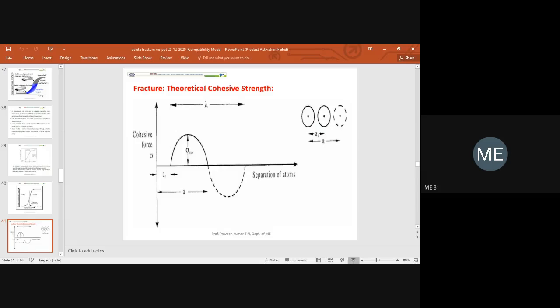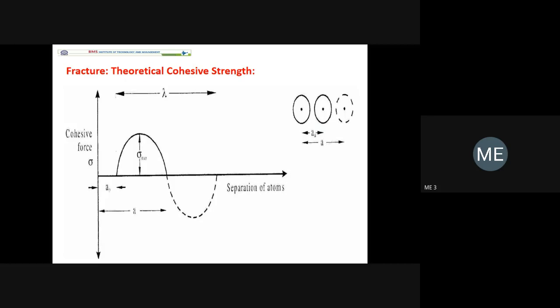So you are considering only two atoms. We can see here, this is one atom, then this is one more atom. The initial atomic distance. Can you see the diagram?